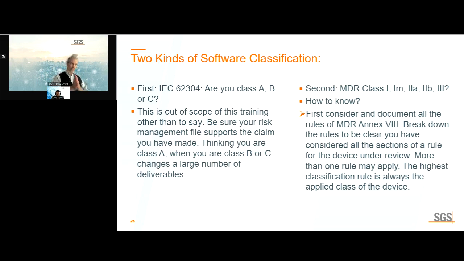Now let's move over to MDR classification. So of course we have class 1, 1M, 1R. You can't really have a class 1R software, so I didn't put it. 1S, can't have a class 1S software, so I didn't put it. 2A, 2B, and 3. So how do you know? The answer is, whenever we review it, every notified body needs to see a full breakdown of Annex 8 and all of the rules under review. And the highest rule is always the one that's applied to the device.